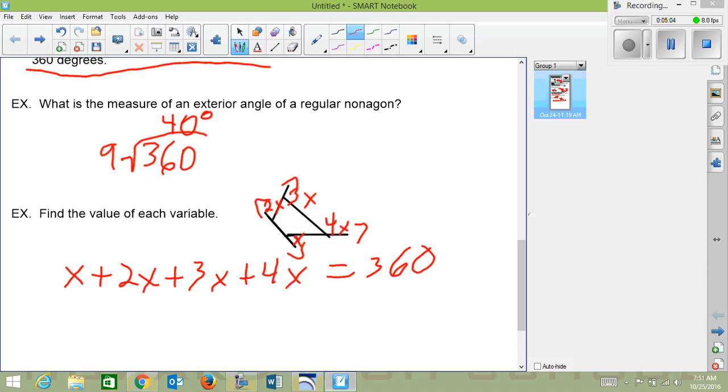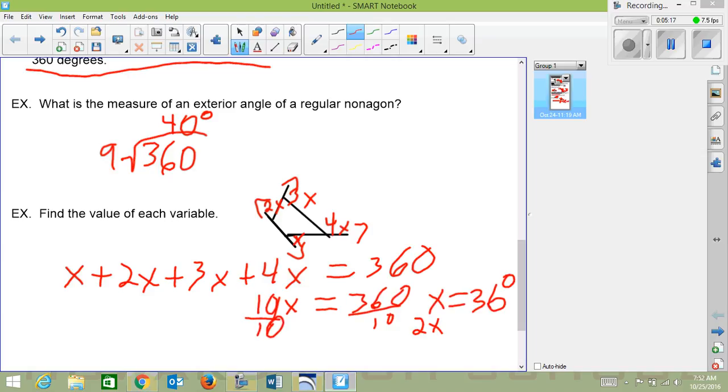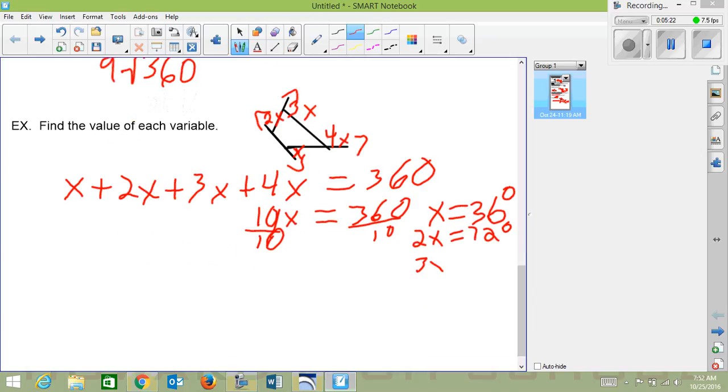So I have 10 x's, and that equals 360. Divide by 10, so x equals 36, which would make 2x equal 72. 3x would equal 108, and 4x would equal 144. And if I added those all up, guess what they better add up to? 360. Because there is only a total of 360 degrees in all exterior angles added together.